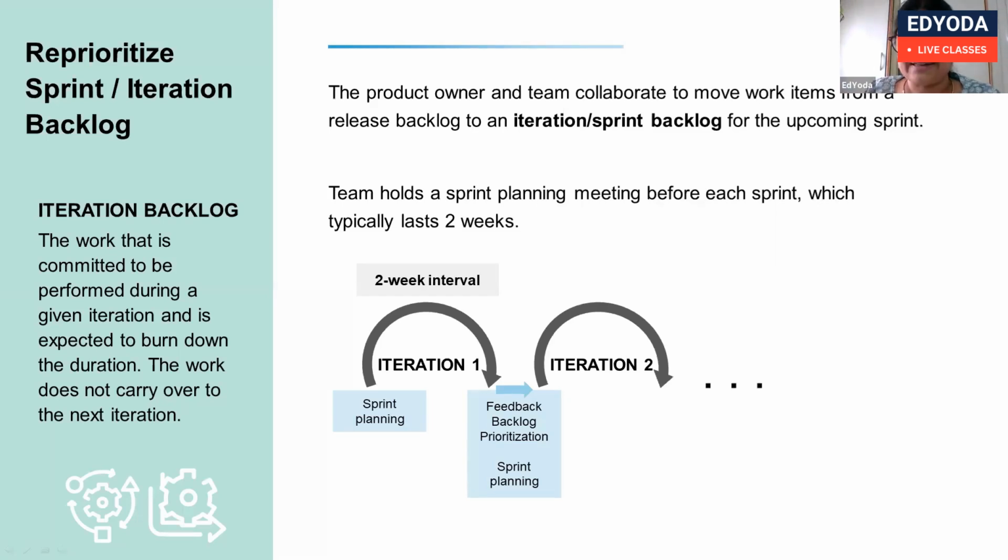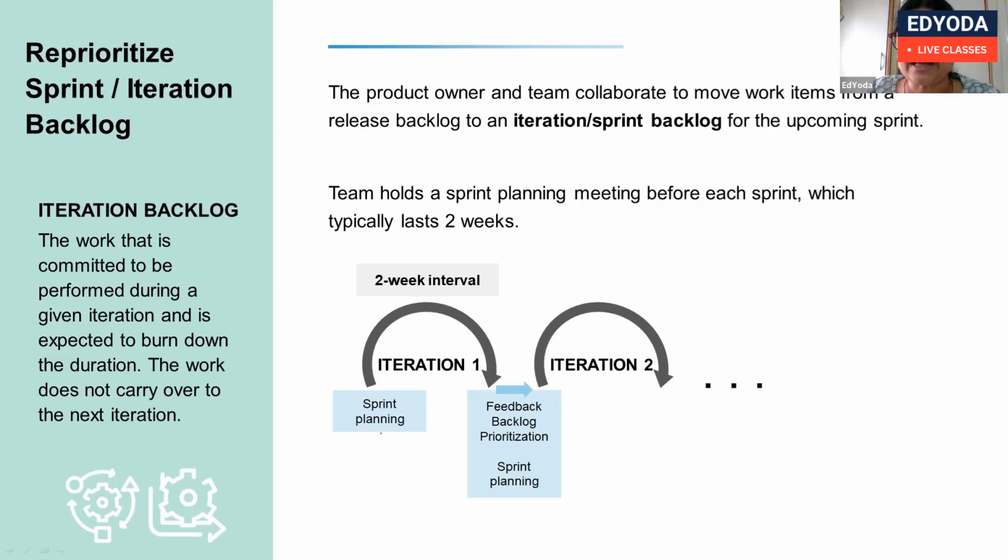Release one contains 3 iterations. The first iteration is 7 items, the second iteration is 10 items, and the third iteration is the balance items. This is the iteration, a 2 weeks interval, with sprint planning. Then during the review, it will get the feedback. Again, it will go to sprint 2.